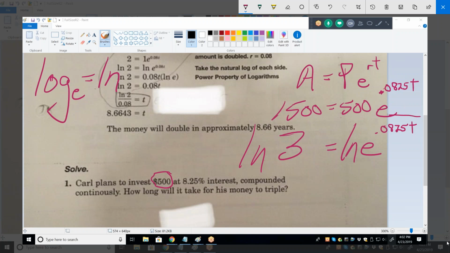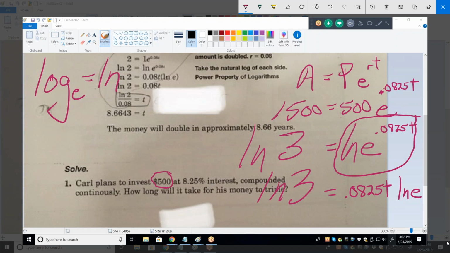I have on the right side the natural log of e to some exponent. Well, I'm allowed to take that exponent and put it down in front, right? That's one of my rules of logs: if I have something as an exponent, then I can bring it down and put it in front of the natural log of e. What's the natural log of e equal? What's the natural log of e equal? That is 1. Correct. So that goes away.